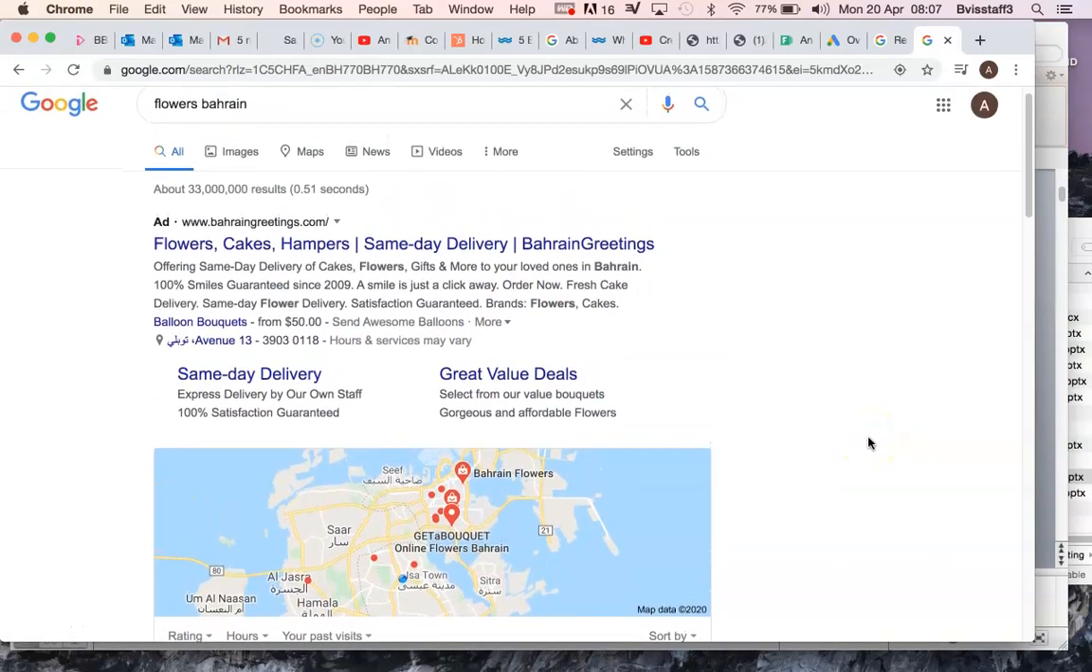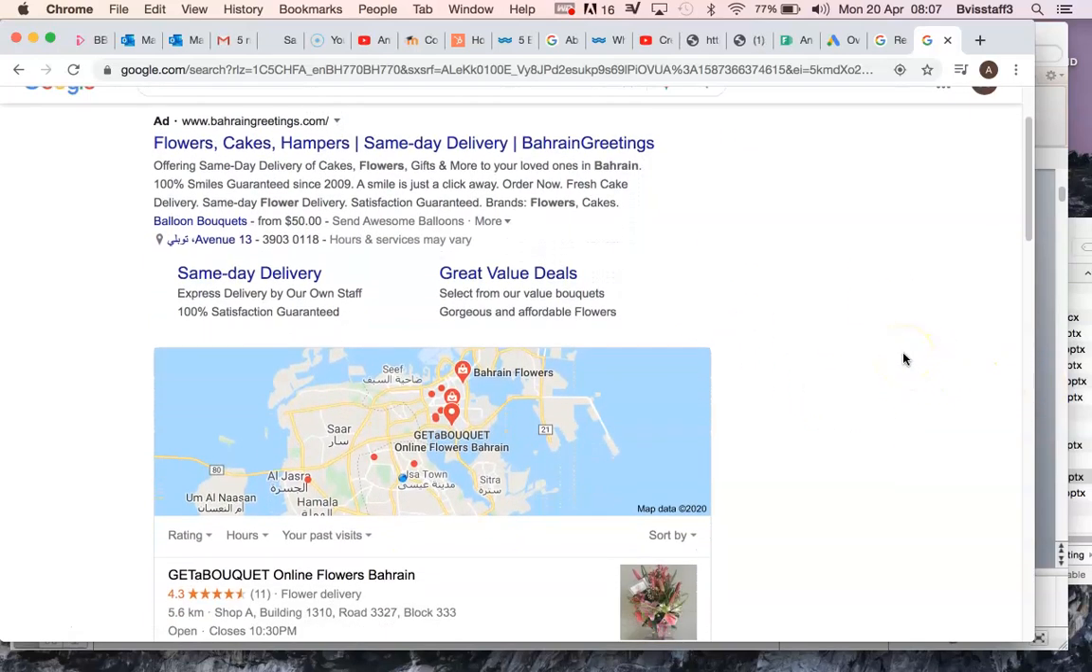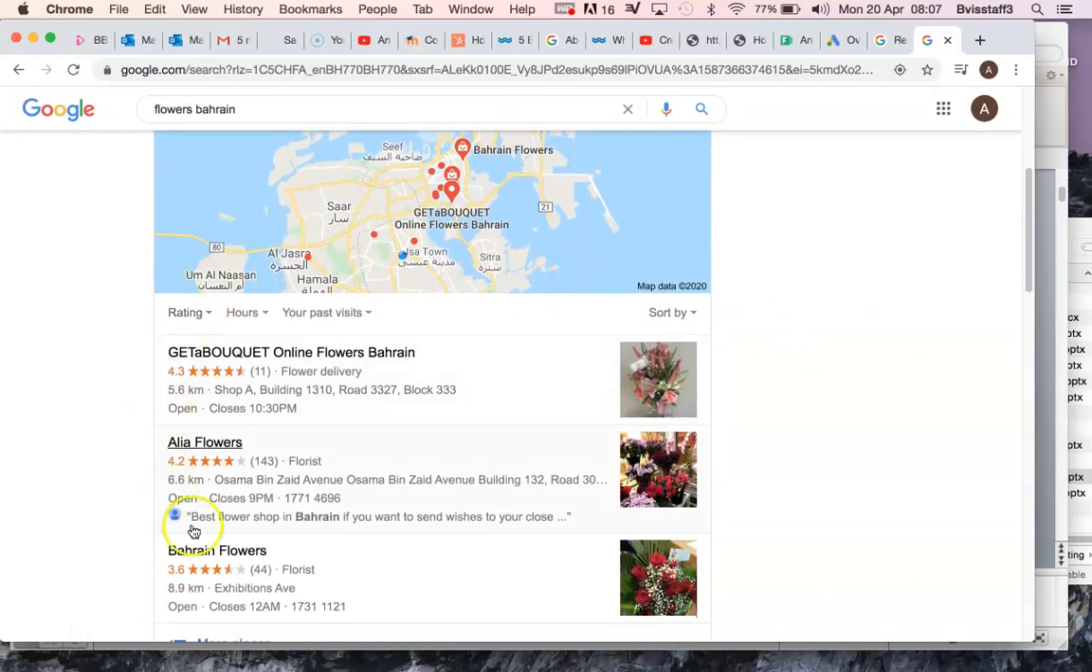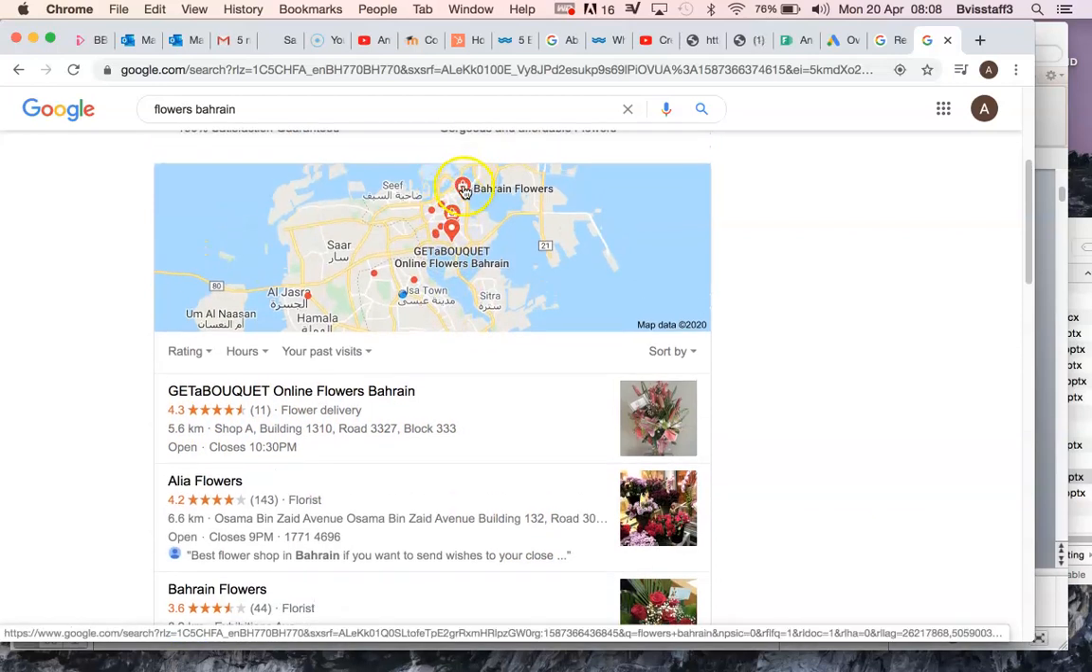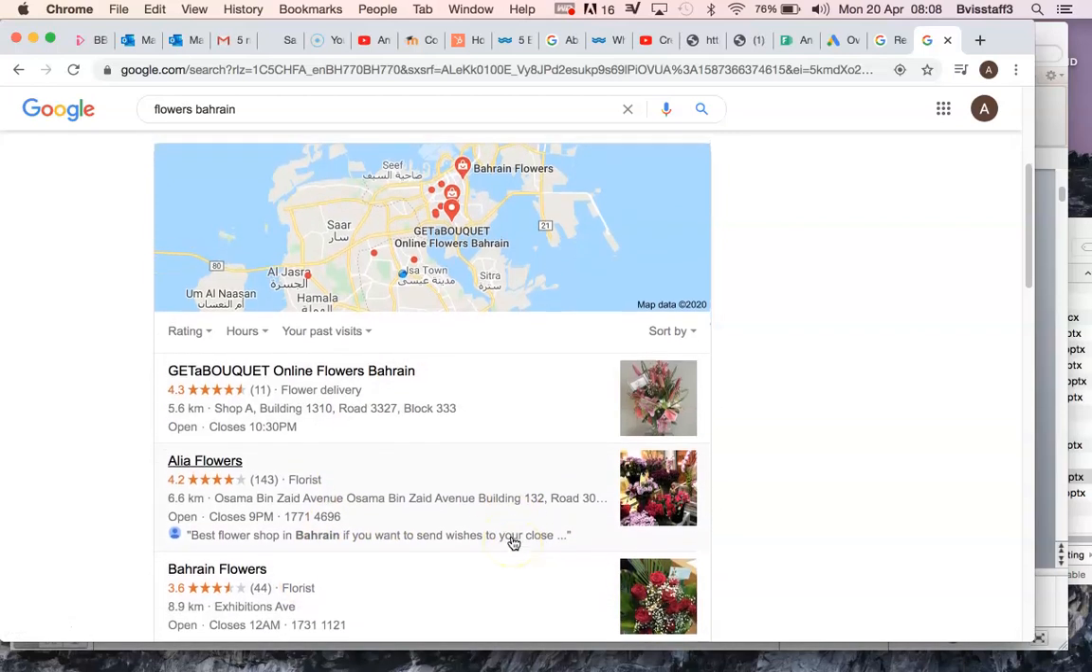So BahrainGreetings.com comes first every time I type in flowers in Bahrain. Well, not every time, this depends, sorry. And then you can see the more organic ones here that have their review, Get a Bouquet, Aliyah Flowers, Bahrain Flowers, and that's again because they have good off-site search engine optimization. They have linked their accounts to Google Maps, so Google Maps is able to link them, and they are likely to give them good preference.